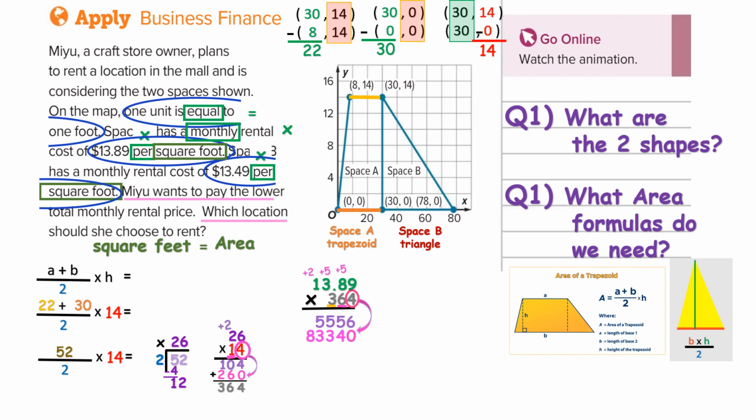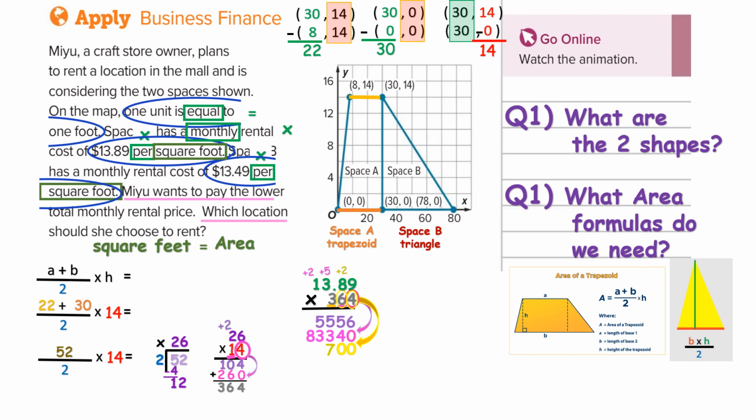3 times 8 is 24 plus 2 is going to give me 26. Down my 6 and carry my addition of 2. 3 times 3 is 9 plus 2. Well, that's 11. Put down my 1, carry my addition of 1. And then 3 times 1 is 3 plus 1 is 4. Everything's nice and lined up. So now I'm going to add my products all together.